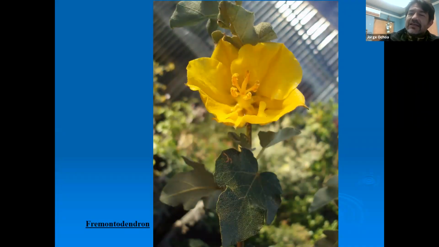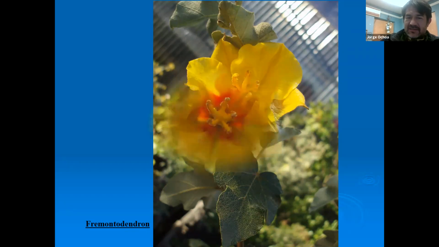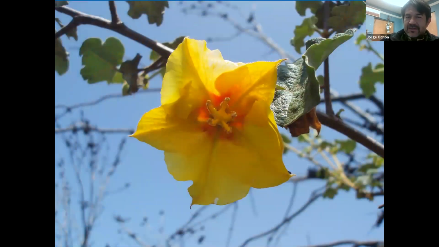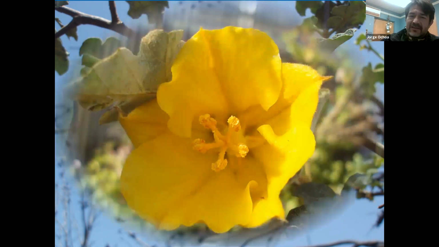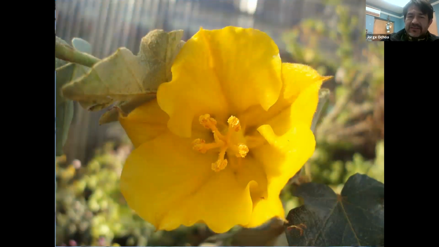Fremontodendron is a shrub and sometimes a tree that is native to California. Flannel bush would be the common name. And so here is the plant. And here's where I was able to find the Fremontodendron mexicanum at the border of Mexico and the U.S., San Diego, in the Otay borderline. So we went looking for them and found a nice natural population.